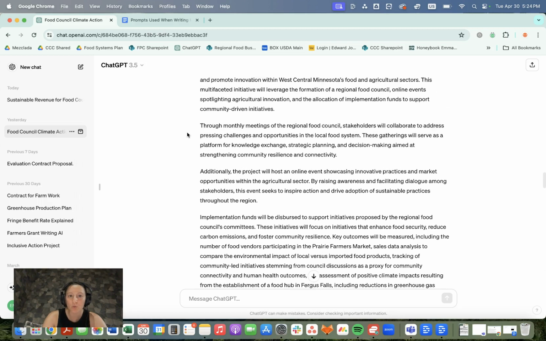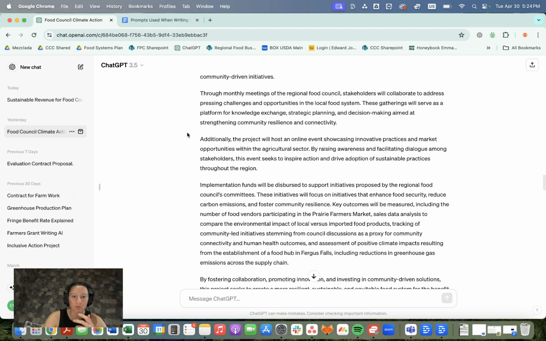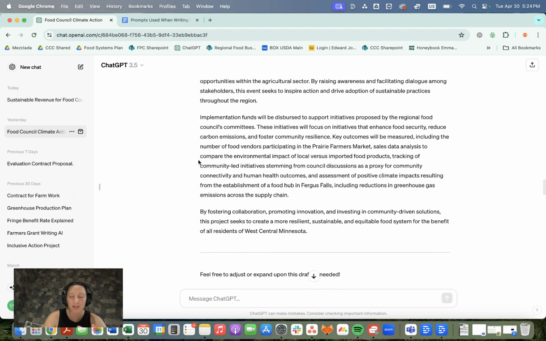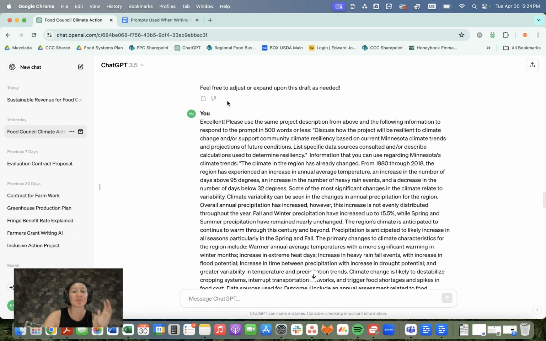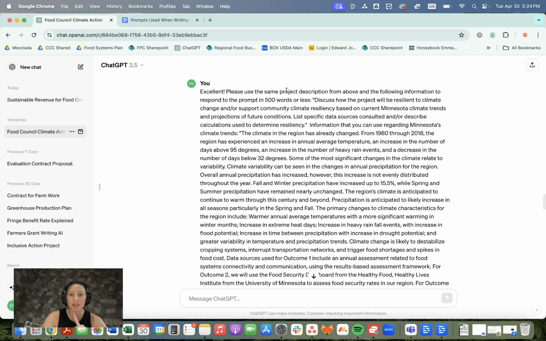I believe we used parts of this. Parts of it were really strong and made sense based on what the prompt was asking for, and other parts it didn't. So what I remember doing was taking some sentences and leaving others out based on what I knew about the bigger project and what would make the most sense to summarize it. And then it says, feel free to adjust or expand upon this draft as needed. And then I said, please use the same project description from above and the following information to respond to the prompt in 500 words or less. This is getting really specific, right?